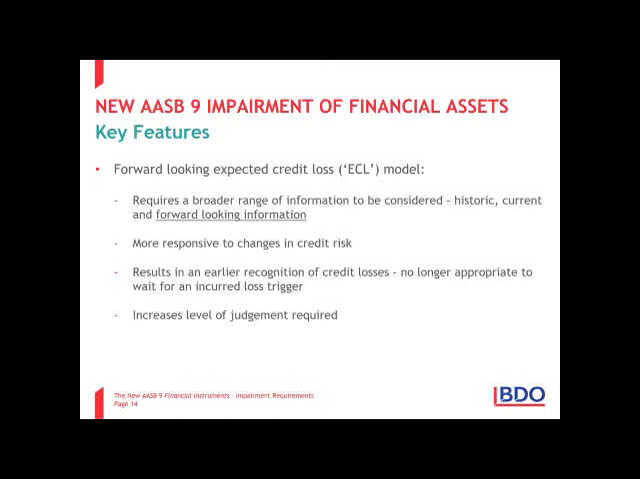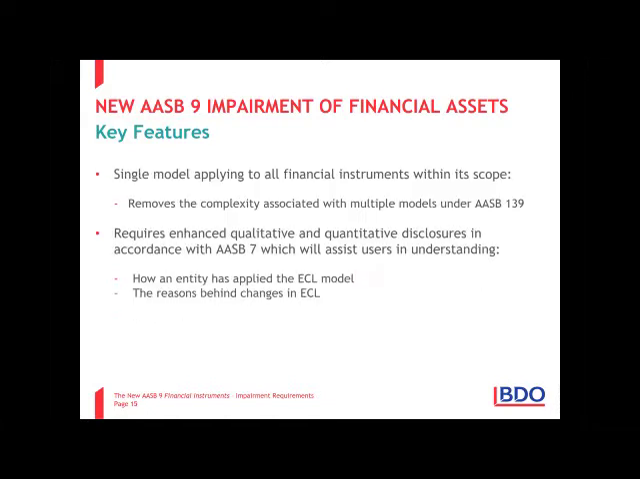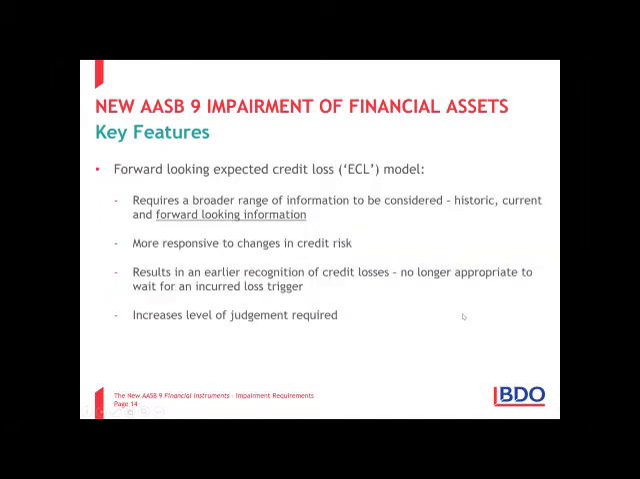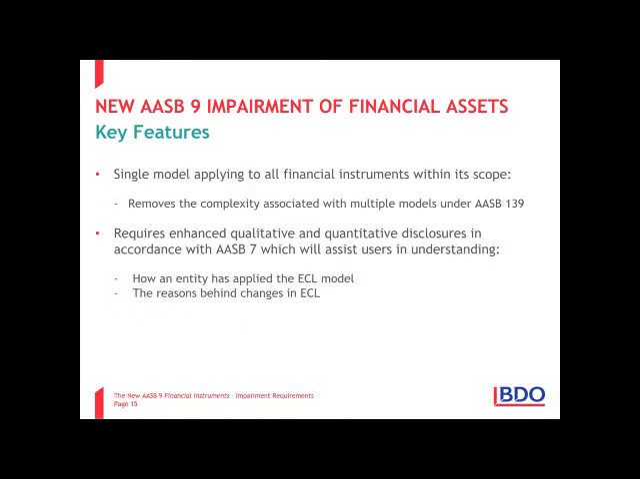So as soon as there's a change in credit risk, it would impact our provision. It results in earlier recognition of credit losses. So it's no longer appropriate to wait for that trigger to happen. We don't wait for a default event to happen. We potentially recognize it a lot earlier. The other thing which is very important, it increases the level of judgment required in order to create a provision for impairment.